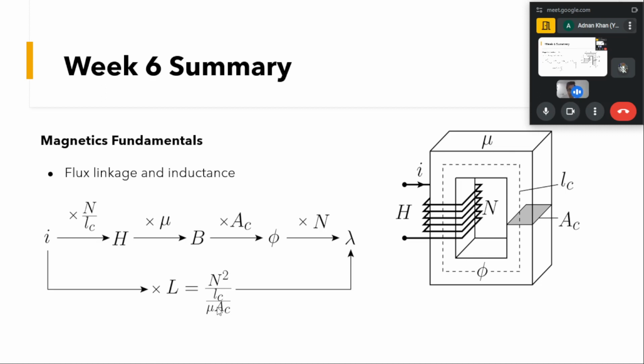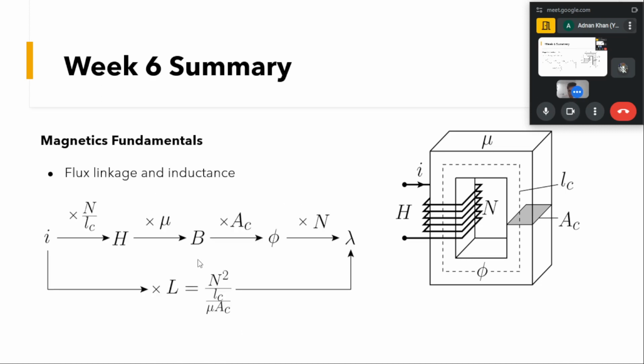So what we would want is for this value of mu to be on the higher side compared to air, where it is equal to 1. Relative permeability of this compared to air, which is equal to 1. So this is known as the inductance.